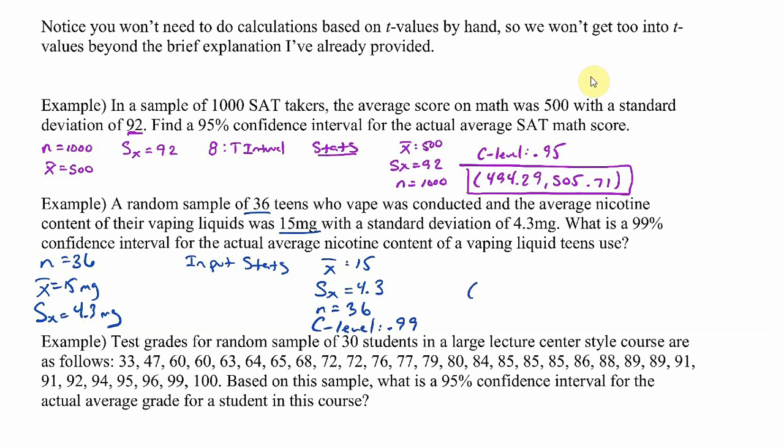Okay, and I got back an interval that went from 13.048 to about 16.952. So what does that mean? Well, we're 99% confident that the actual average nicotine content of a vaping liquid is somewhere between 13 milligrams and 17 milligrams, okay, kind of roughly speaking.